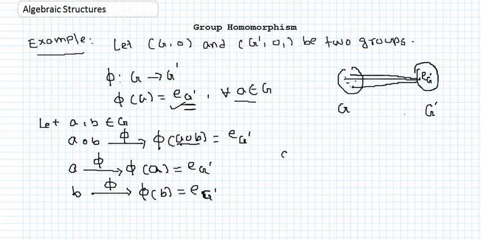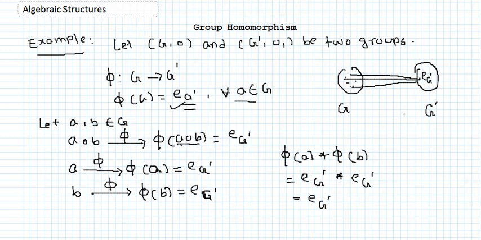Now what about phi of A composed with phi of B, which means we are composing e_G' with e_G'? Because e_G' is the identity element of G', the result is e_G' again, because the composition of two identity elements is again the identity element. So we get the identity element, which is phi of A composed with B.